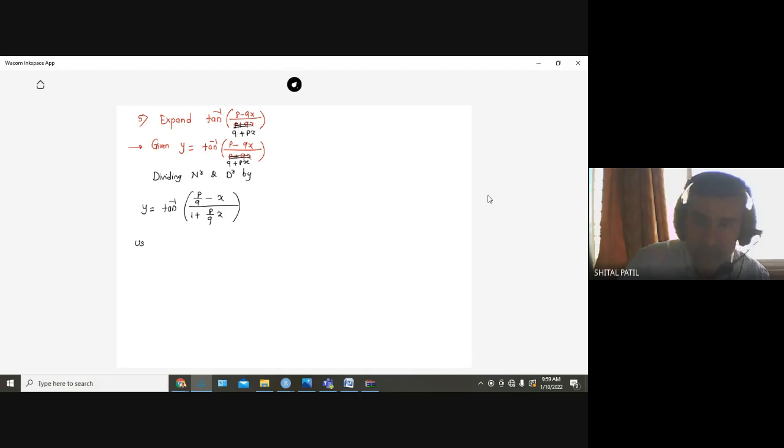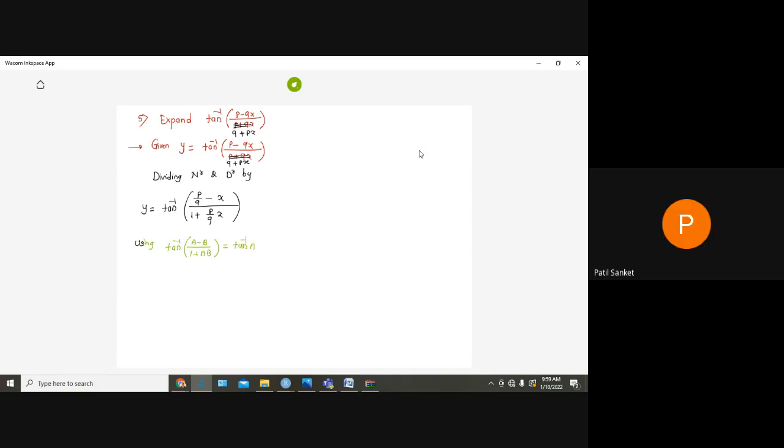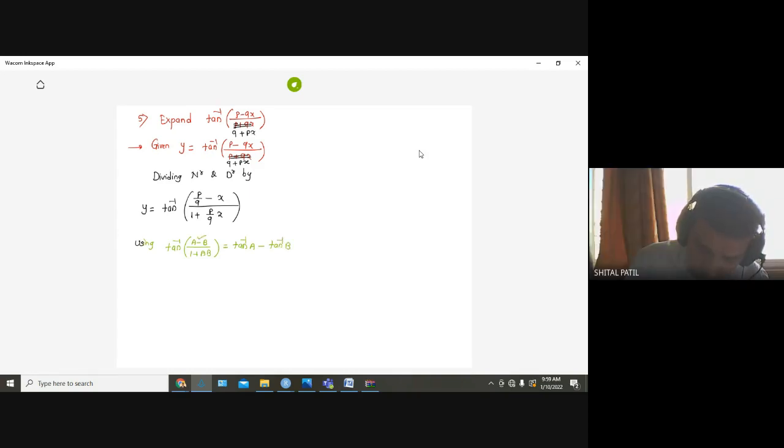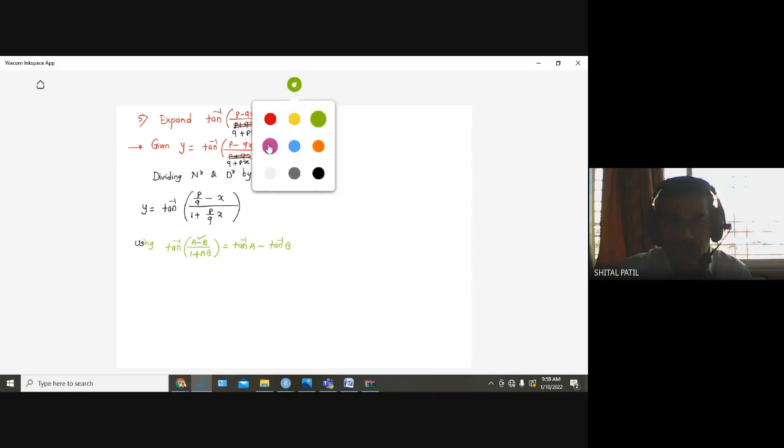Then this formula is to be used. Using tan inverse of a minus b divided by 1 plus ab. Yes, what is this? Tan inverse a minus tan inverse b. See what is in the numerator. In the numerator we have a minus sign, therefore minus sign. If the numerator has a plus sign, the denominator will have a negative sign, and it will be tan inverse a plus tan inverse b. Okay? Okay, sir. So it is decided from the numerator.